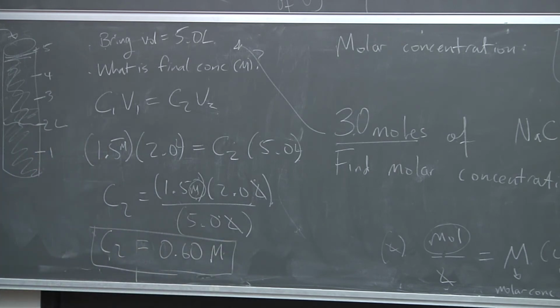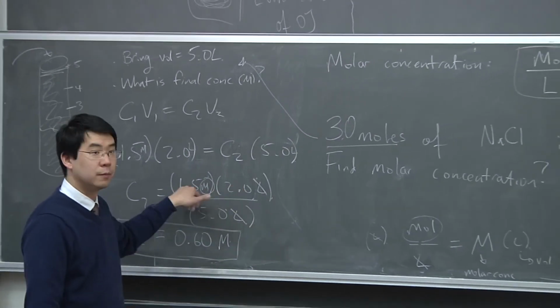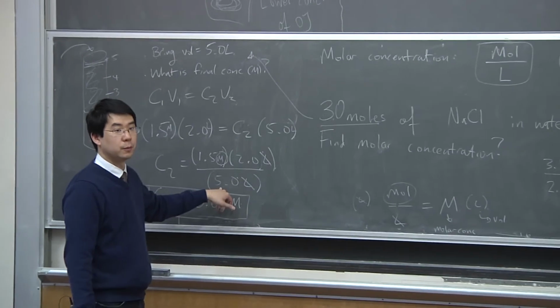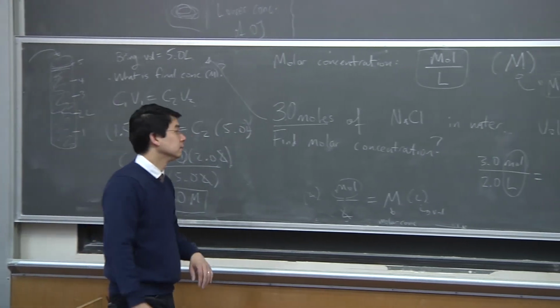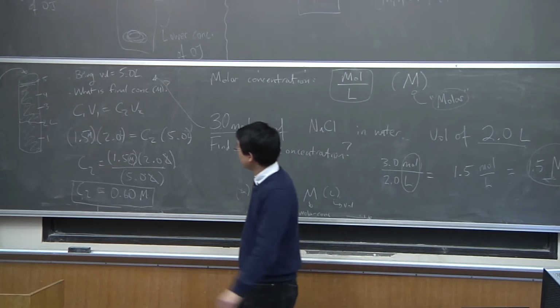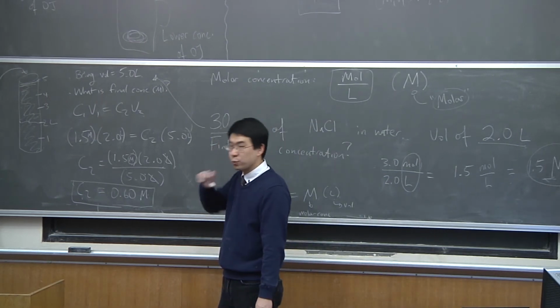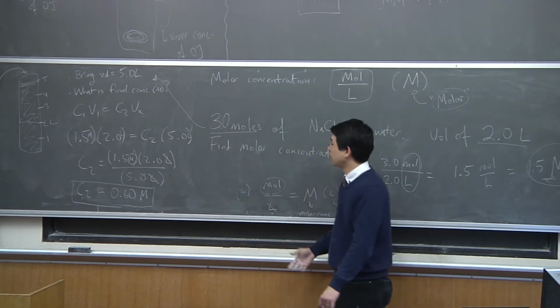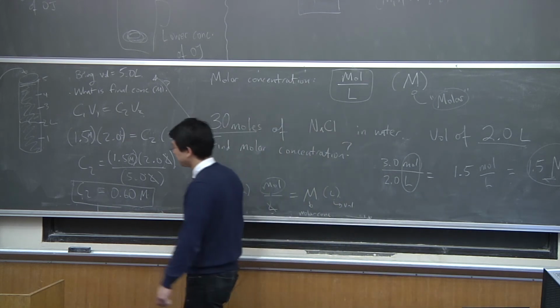But wouldn't it just be easier if you know how many moles are in it, you could just divide? Essentially, that's what you did. This is the number of moles here, and you divided it by the new volume. That's correct. Okay, so that's one kind of calculation we might be looking at.